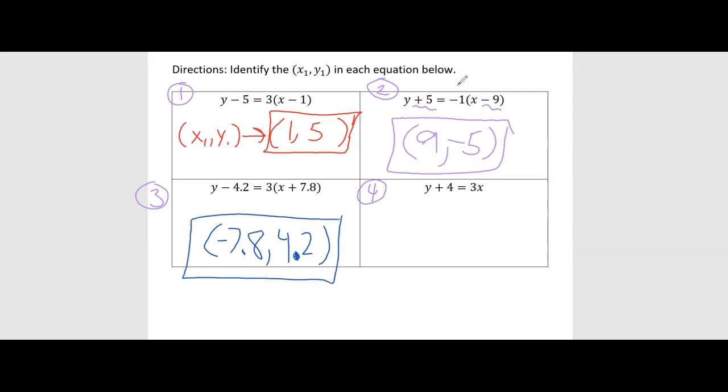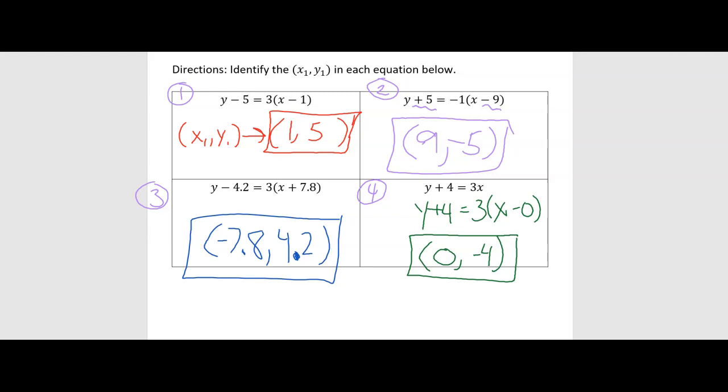And in my final one, this one looks a little different actually, right? Where's the parentheses next to the x? Well, I could rewrite this as y plus 4 is equal to 3 times x. You could do minus or plus 0, it doesn't matter. I'll do minus because that's how point slope form is written, right? If you don't see that other number in parentheses with the x, well, we can assume it was 0. So my x1 this time is 0. My y1 is negative 4. Again, the opposite of what we see there.